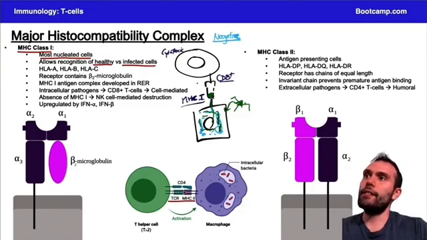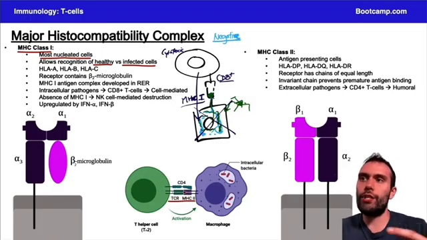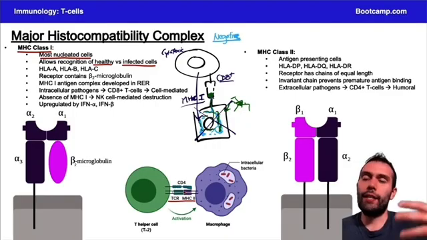This cytotoxic T cell will then destroy this cell using granzyme and enzymes to punch big holes into the cell membrane, because the idea is that we're basically sacrificing this cell because we don't want this virus to burst that cell and then have even more viral particles infecting other cells.